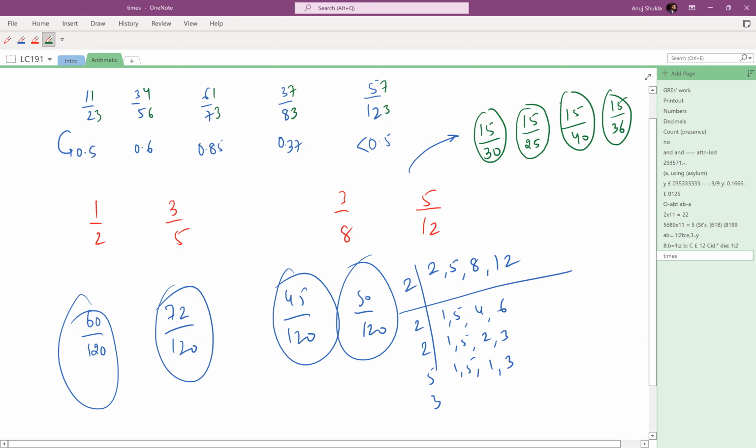But these methods are only useful when the numbers are very small, like 1 by 2, 3 by 5, 6 by 7. If the numbers become big, like how it is given, 11 by 23, 34 by 56, 61 by 73, 37 by 83, 57 by 123, then these methods will not be useful. Why? It will become lengthy, right? So what is the other method to solve?